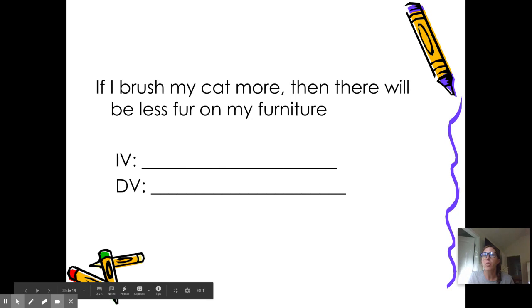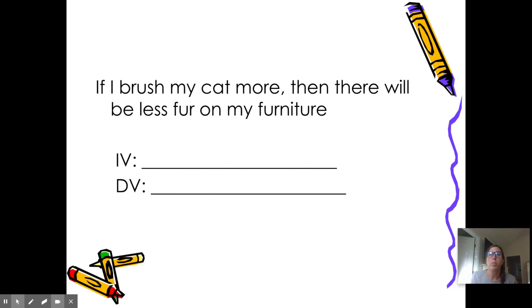If I brush my cat more, then there will be less fur on my furniture. The independent variable is how often you brush the cat, and the dependent variable would be how much fur is on the furniture.